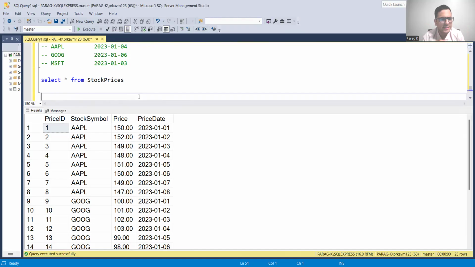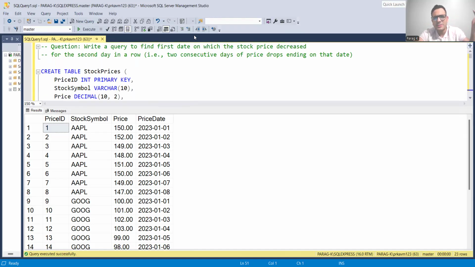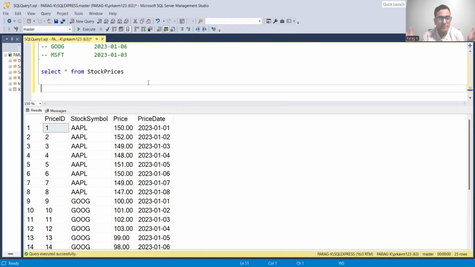Whenever I think of something like the concept of first date, second date, or fifth, sixth date, they're asking me, my first concept, without even thinking about it, is I'm just gonna do one thing, which is just do a row number over it and see whatever I want. So let me just go ahead and do a row number over partition by stock symbol, order by price date.